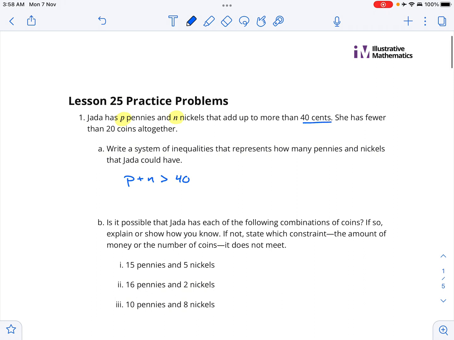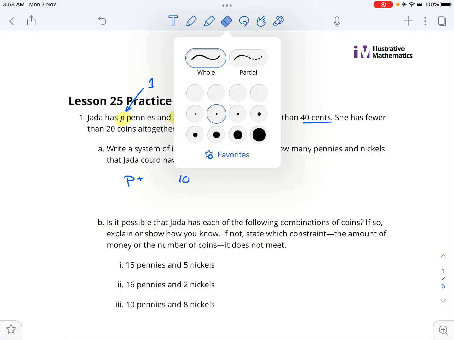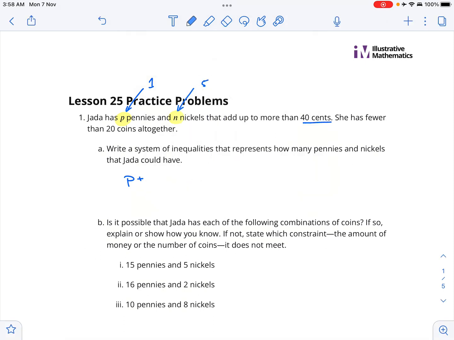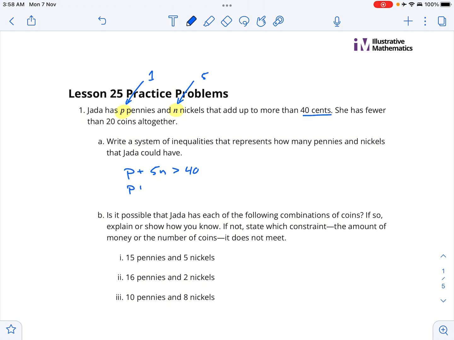It has to be more than 40 cents. So we know that pennies are equal to 1 cent and nickels are equal to 5 cents. I could also do this all in decimals, but I'm going to just do it in cents. So I think that's going to be a little bit easier. So it's going to be 1p plus 5n has to be more than 40. And then she has fewer than 20 coins altogether. So that's going to be p plus n has to be less than 20.